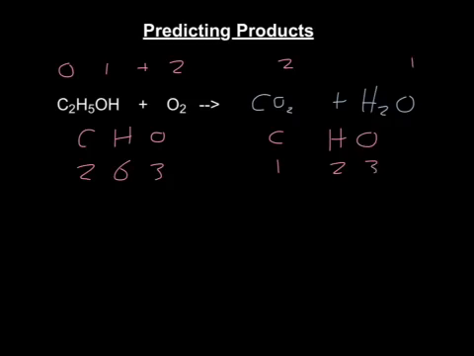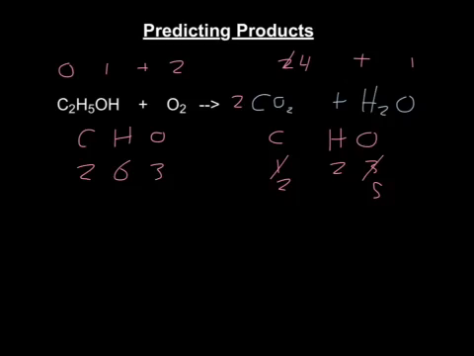Alright, so you always start with carbons. We have 2 on the reactant side, we have 1 on the product side. In order to balance this out, we're going to put a 2 in front of the CO2. 2 times 1, we have 2 carbons. 2 times 2, we have 4 oxygens in the CO2. We still have the 1 oxygen from the H2O, giving us a total of 5 oxygens. Carbon's good, hydrogen's next. On the reactant side we have 6 hydrogens, on the product side we have 2.